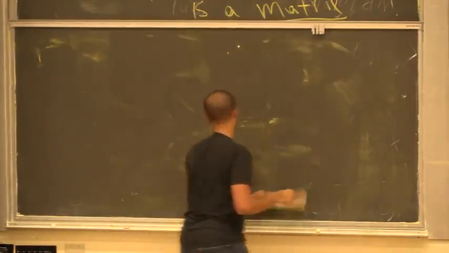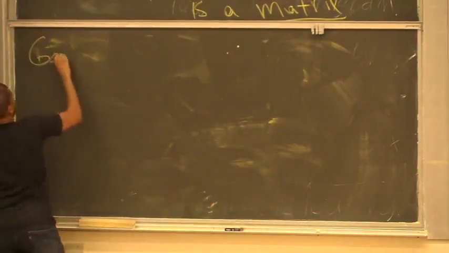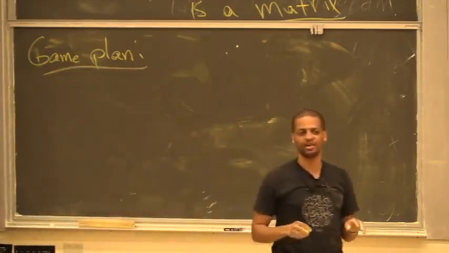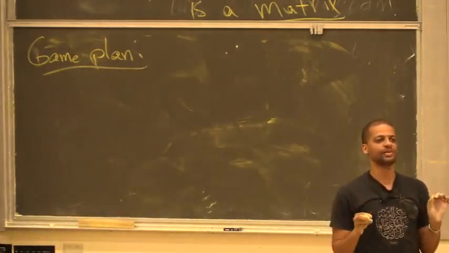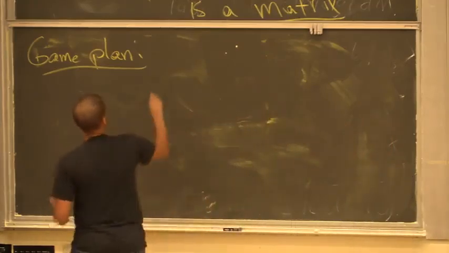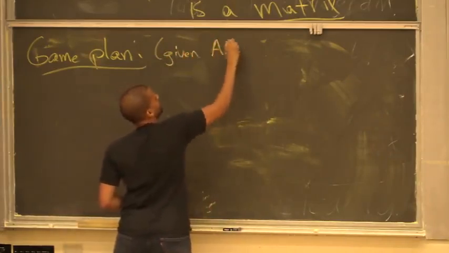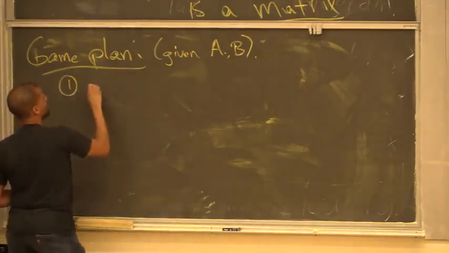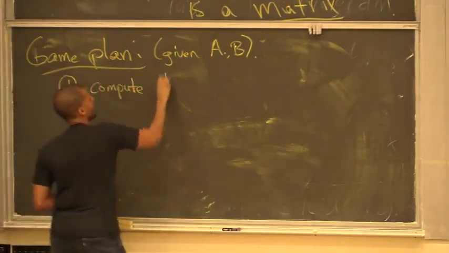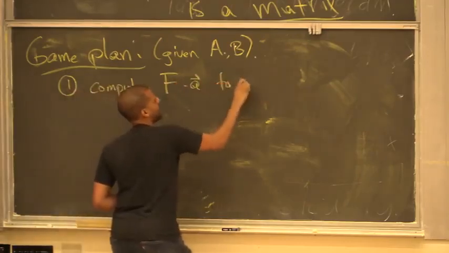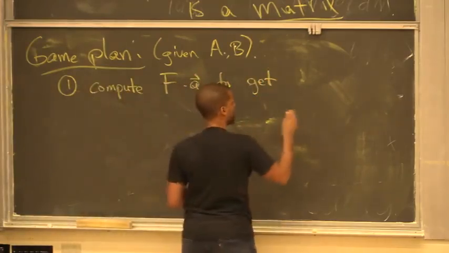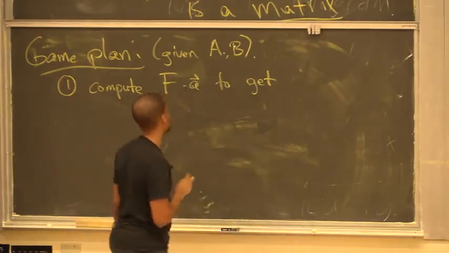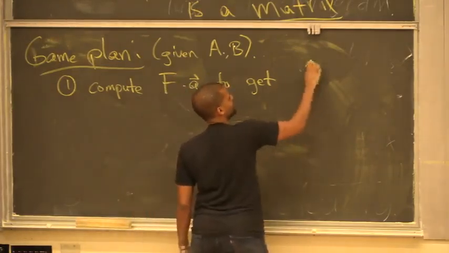The game plan is, remember, at the end, what was the beginning problem I started this lecture with? Polynomial multiplication. I'm given a polynomial a and a polynomial b. I want to compute c, which is a times b, right? So we're given polynomials a and b. So step one, compute F times a to get, I don't know, give me a letter. What? J. No, J is to me an index. So the Fourier transform of a.